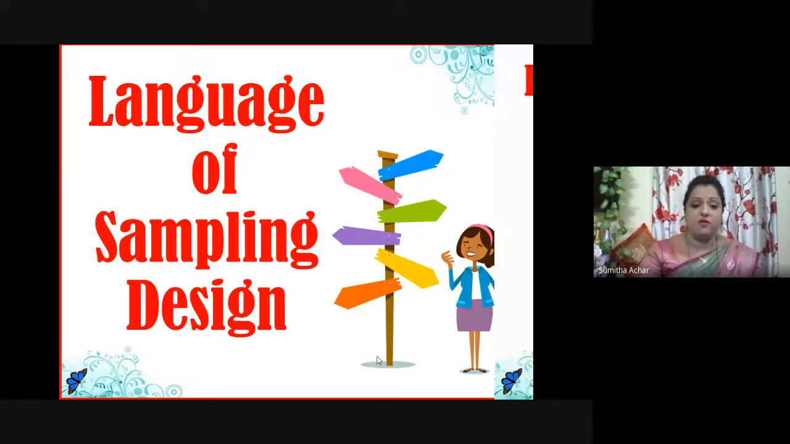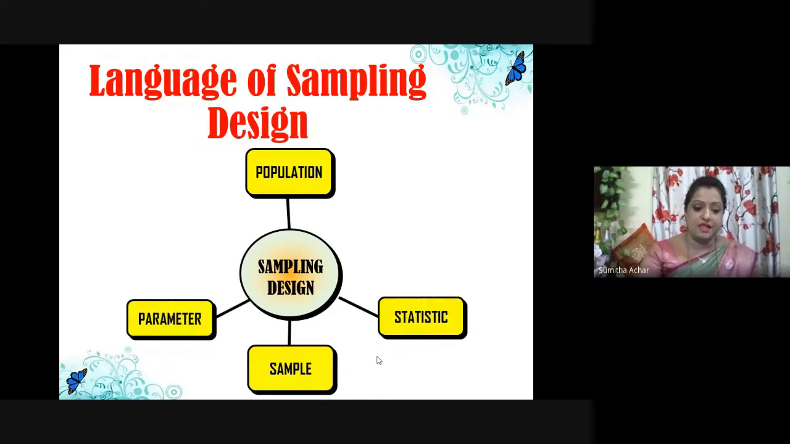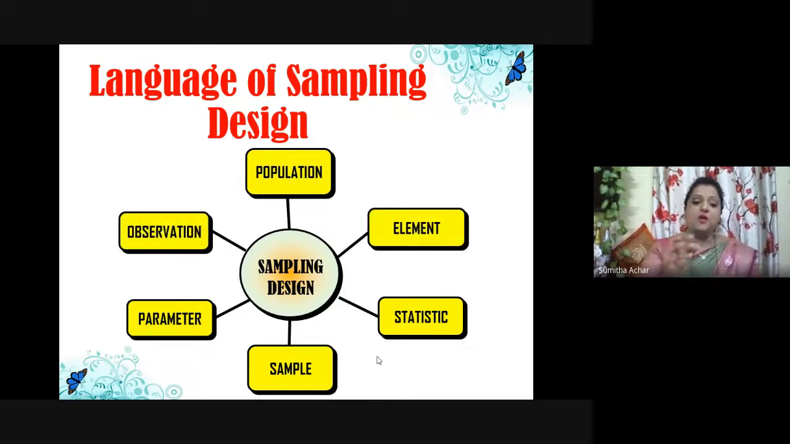So first and foremost thing, one must know how to define a population. Secondly, one must know what exactly is a sample. One must also know the difference between a parameter and a statistic. And one must also know what is observation and what is element.